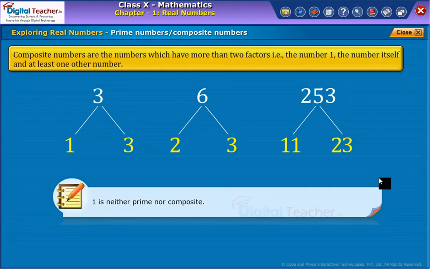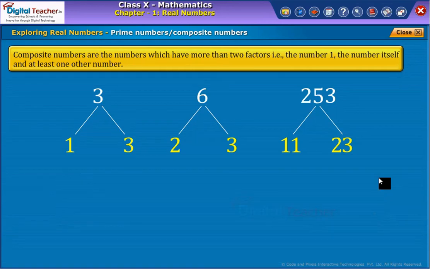We know that all natural numbers except 1 can be written as a product of their prime factors. For example, let us go through some of the numbers. Say 3 is equal to 1 into 3. 6 can be written as 2 into 3. 253 can be written as 11 into 23 and so on. But here 1 is neither a composite nor a prime.